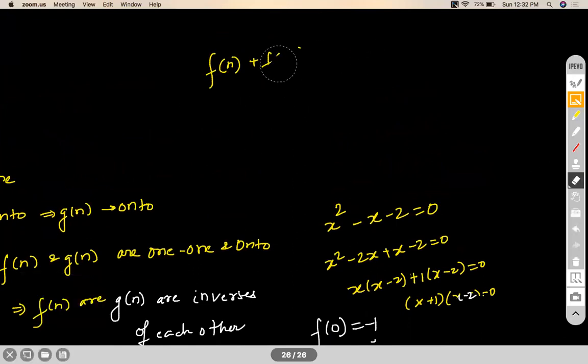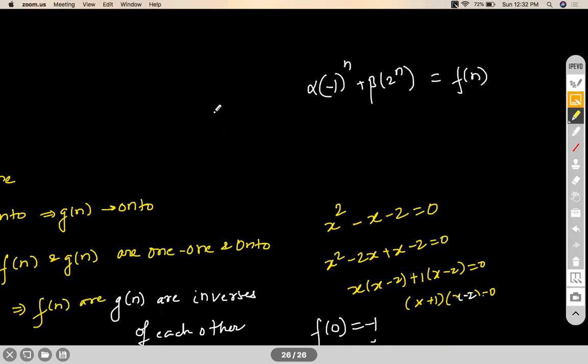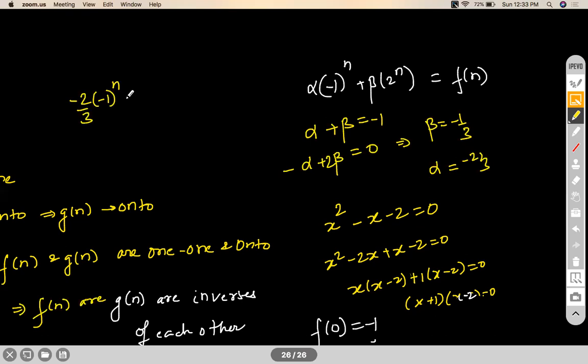Okay, now, see, one thing that I can say here is, it is alpha times minus 1 to the power n plus beta times 2 to the power n. This is your f of n. f0 was minus 1, right? f0 was minus 1. So alpha plus beta is minus 1. And f1 was 0. So if you add it, beta becomes minus 1/3, and alpha becomes minus 2/3. So minus 2/3 times minus 1 to the power n minus 1/3 times 2 to the power n is your f of n.